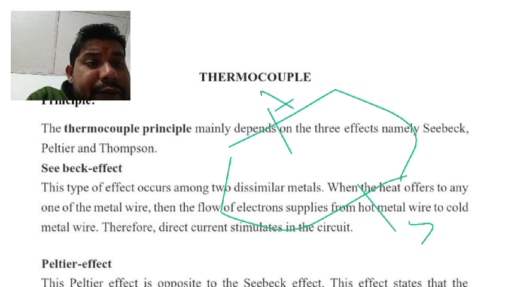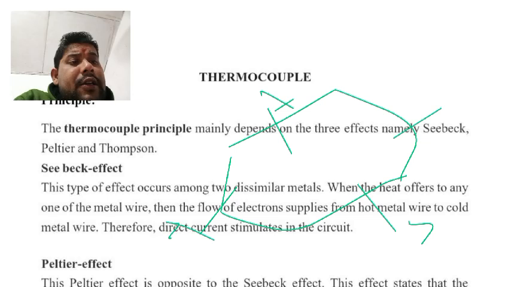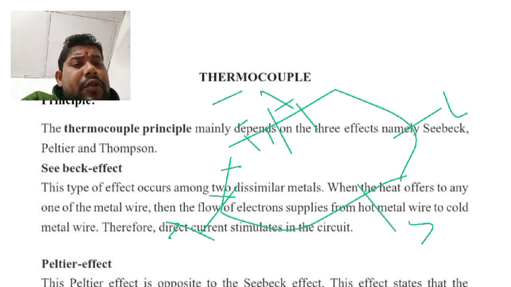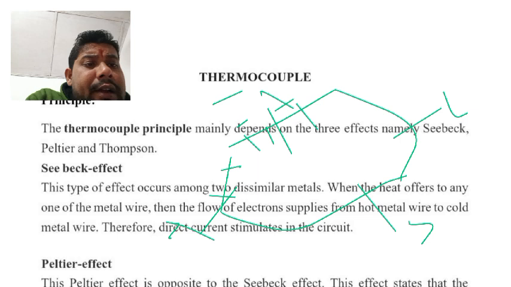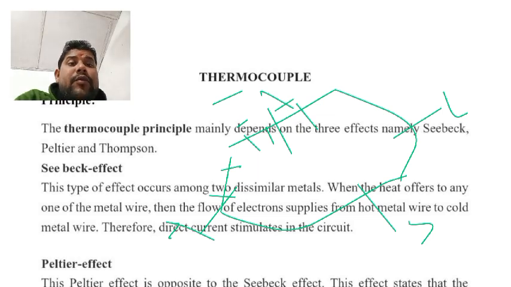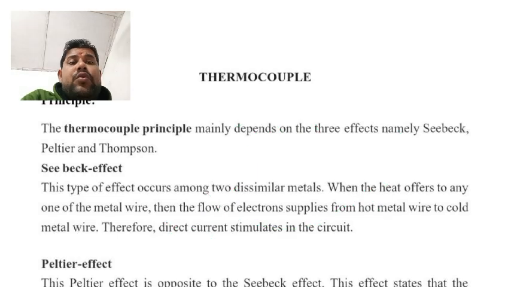electrons flow from the hot junction A. Electrons move like this; this is the electron direction. Electrons move from the hot metal wire to the cold metal wire, therefore current flows in the circuit. That's why current flows, because electrons flow from here to here. This is called the Seebeck effect. When two dissimilar metals are joined together to make junctions, current is formed, as electrons flow from the hot metal wire to the cold metal wire. That's the Seebeck effect.